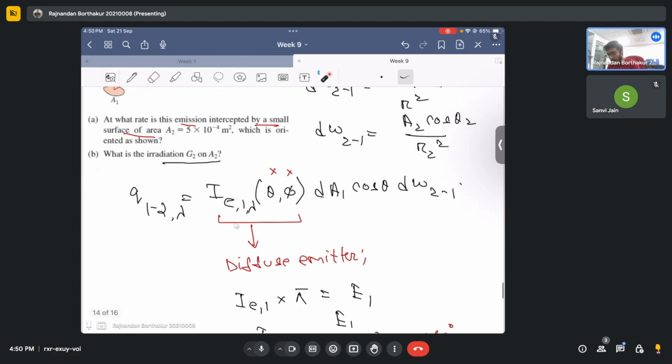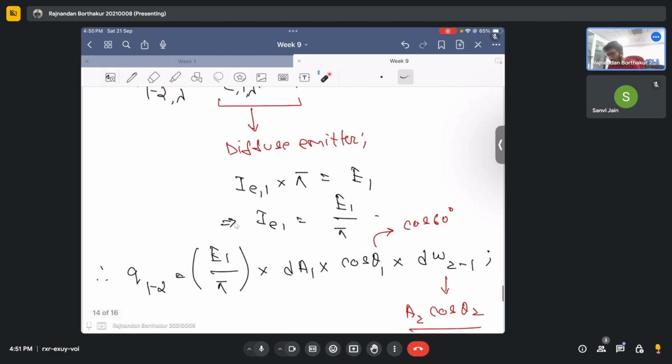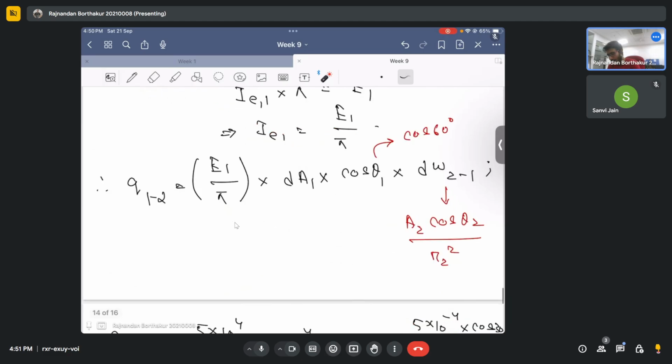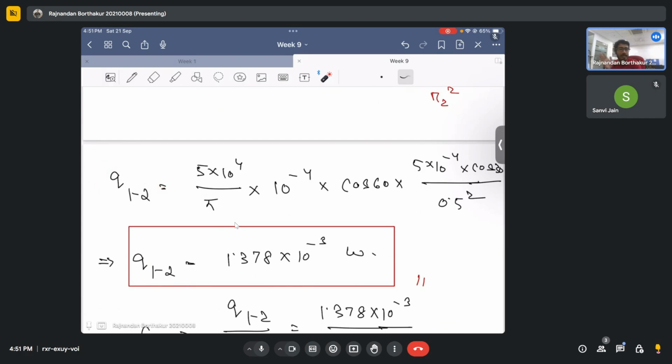Okay, and then what we did is, it was given that it's a diffuse emitter, so we said that this intensity of radiation is now the emissive power times 1 divided by pi. Okay, and that's what we did. We just substituted this. In fact, this is the hemispherical emissive power. Okay, and then what we did is we just calculated this q12, which is the radiant energy that is leaving surface 1 that is falling on surface 2.